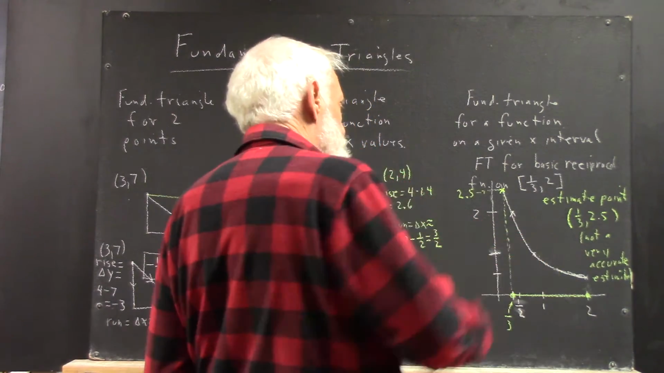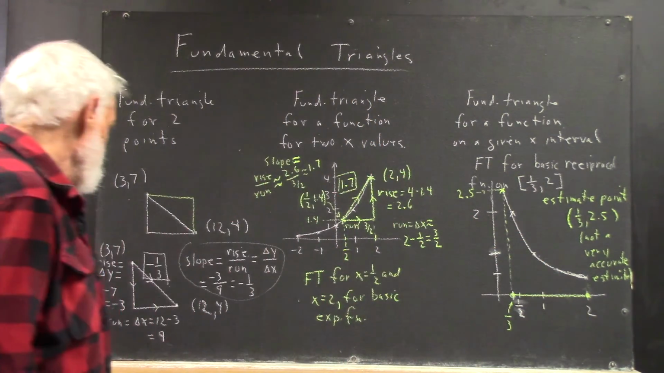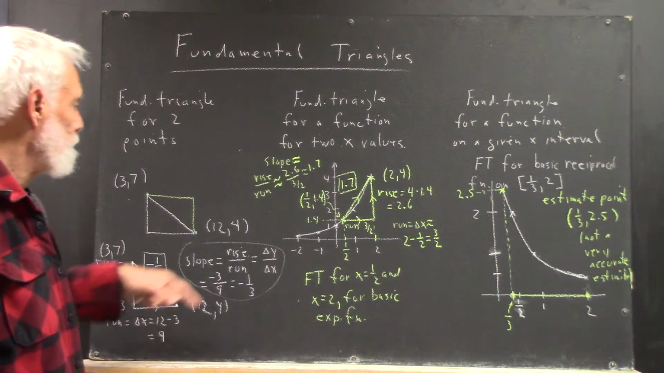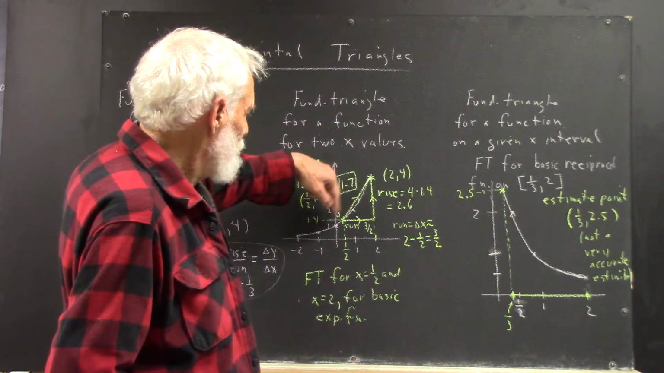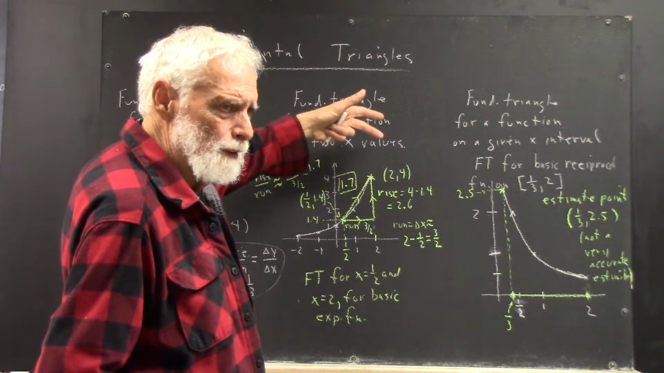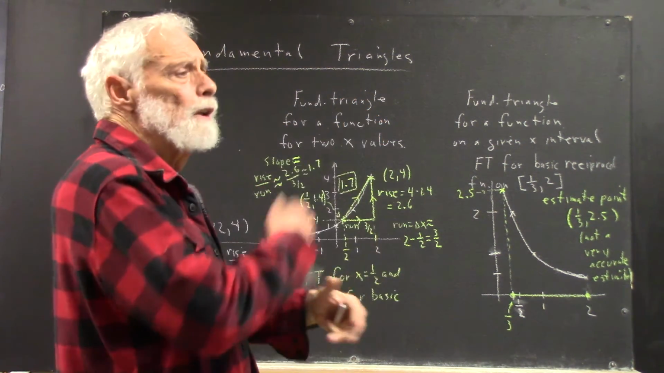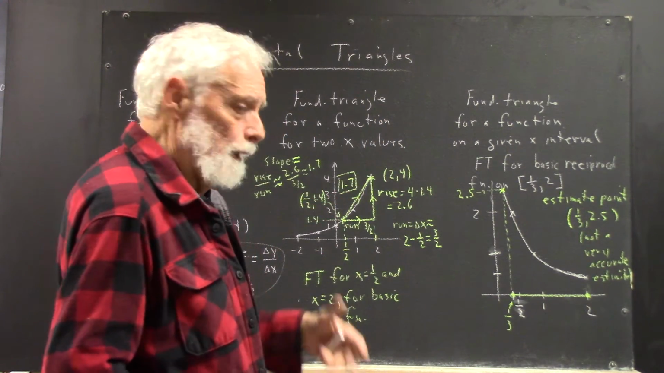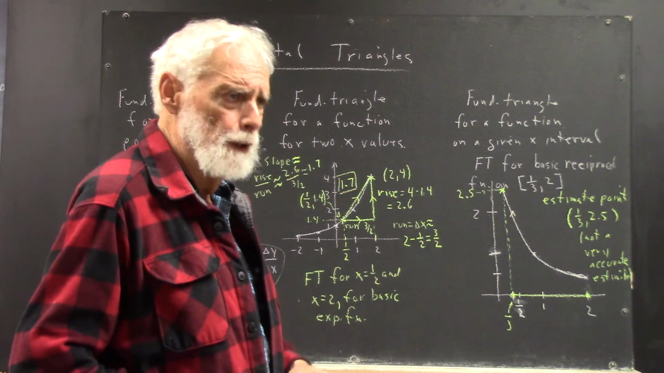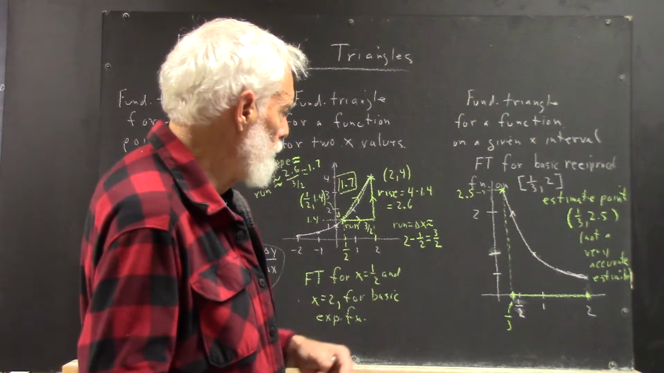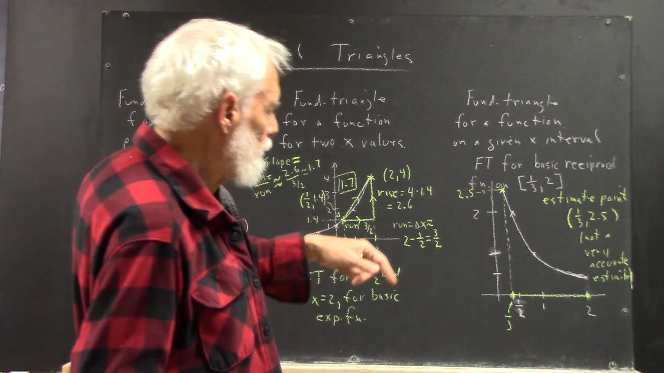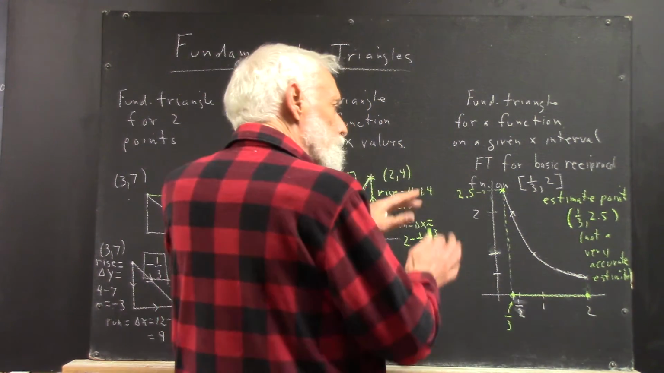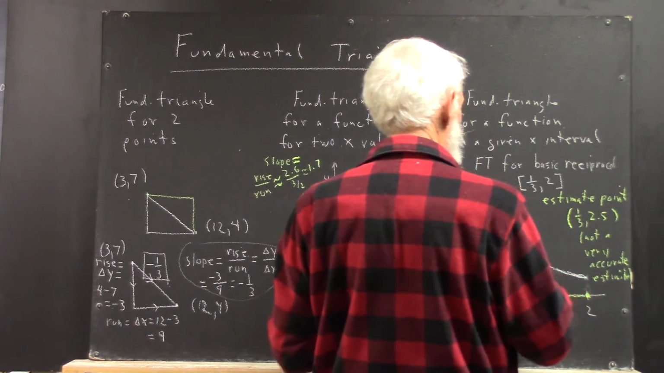Now the reason I'm using an estimate here is because, especially for the exponential function, if I don't give you one of the basic points, you're going to have to use estimates. And if I just give you a graph with just labeled axes and so forth, and ask you to do the fundamental triangle, you're going to have to use estimates. You're going to have to learn to estimate. And in the process, you learn a little bit more about what a graph is telling you. Okay, so anyhow, we estimate this point.